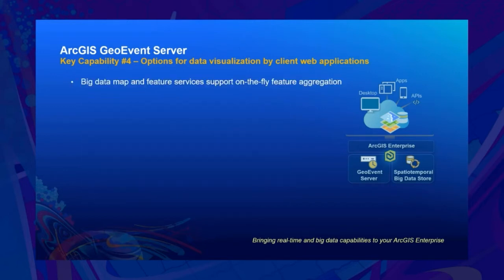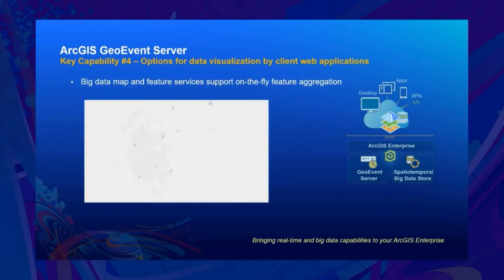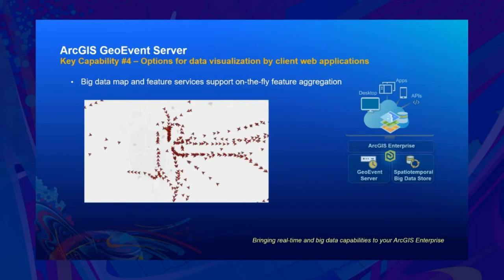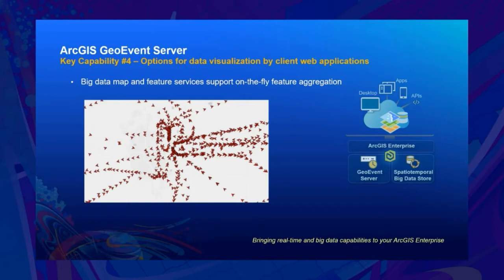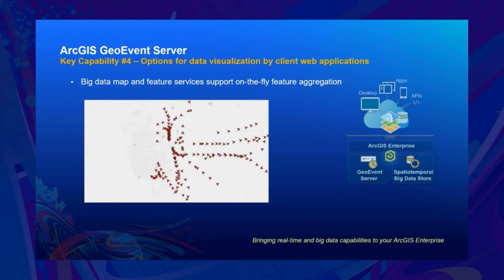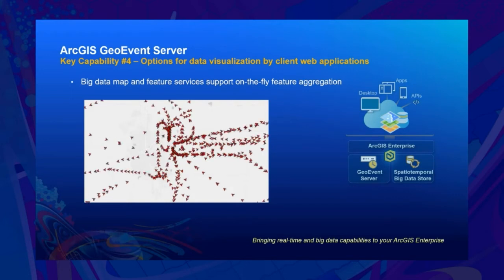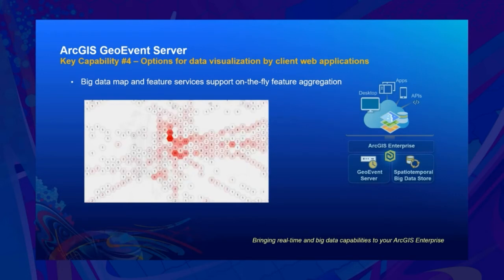In certain scenarios, though, it can become quite difficult to distinguish discrete features when they start to accumulate in the thousands or millions on the web map. And so one of the key benefits behind using map and feature services with the spatiotemporal big data store is the unique aggregation capabilities that come along with it. By specifying a feature threshold, we can control when discrete features begin to automatically aggregate and render as bins.